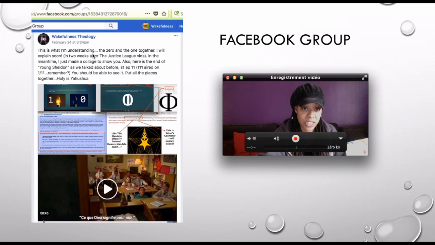This is what I posted in the Facebook group. This is what I'm understanding, the 0 and the 1 together. I will explain soon, in 2 weeks after the Justice League videos. In the meantime, I just made a collage to show you.